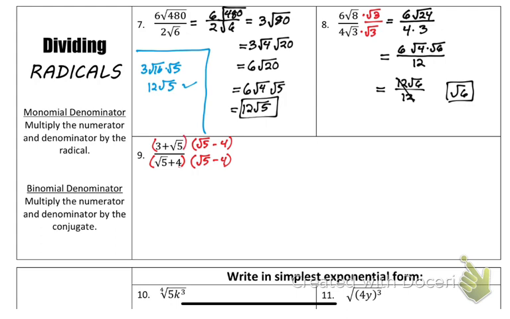Honestly, when multiplying by the conjugate, the bottom should be easy. The top will be more difficult. The bottom should just turn into square root of 5 squared minus 4 squared.